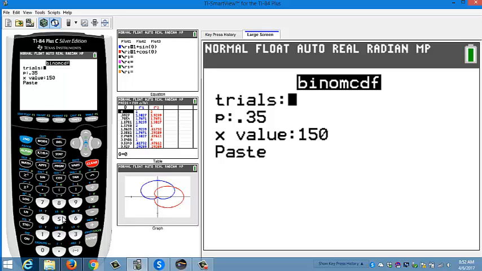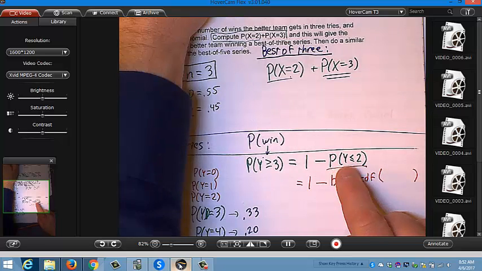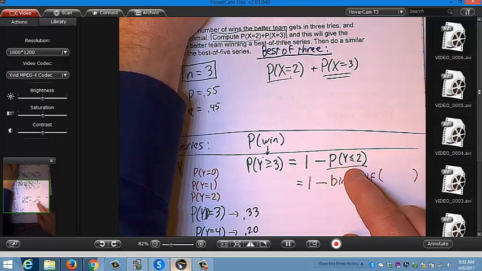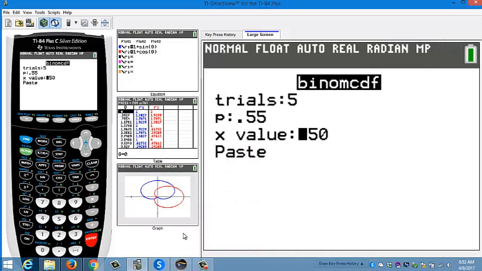Thanks, guys, for your participation. It's outstanding. Thanks. 5. I was like, what? Who am I talking to? What's little p? 0.55. And then the x value would be... Let's look again. Here it is. I'm computing the probability that y is less than or equal to what? 2. You want to put what it's less than or equal to. So I'm going to put 2.